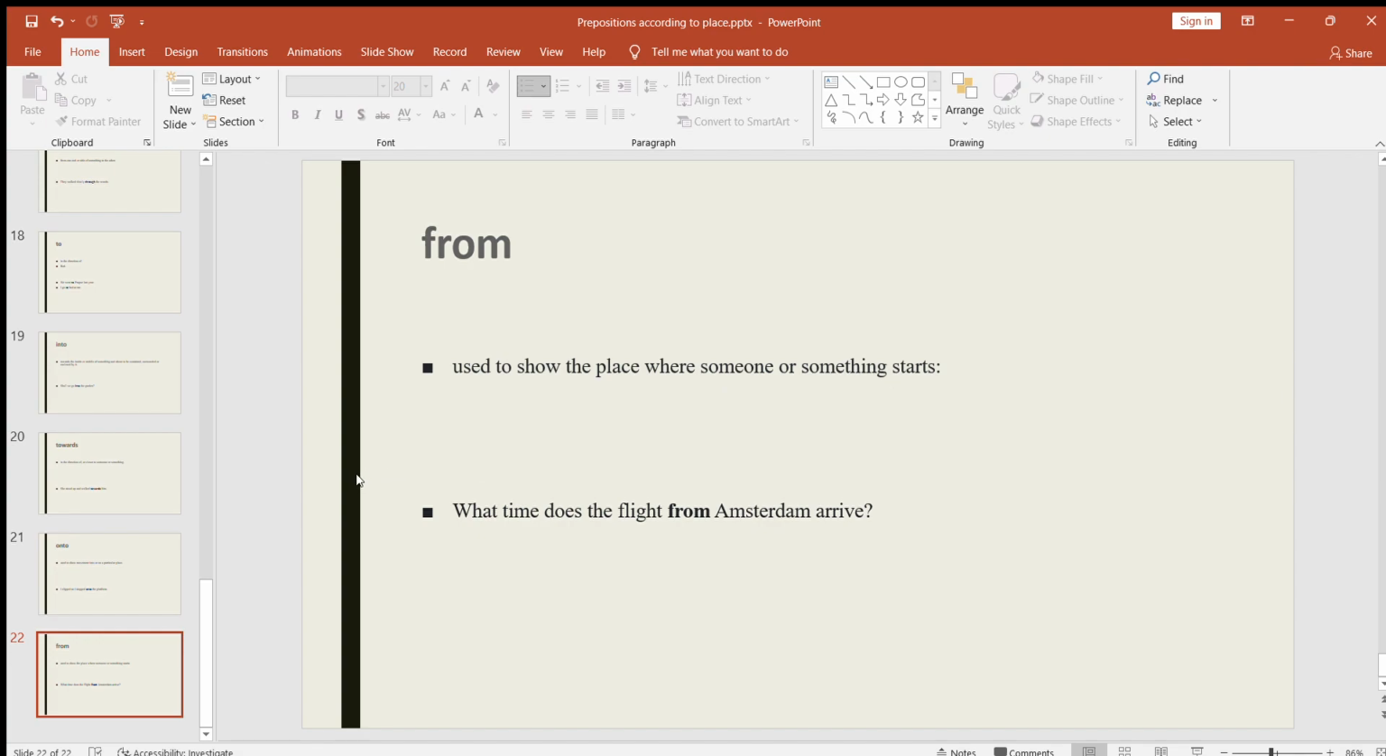So this is all in this PPT, and this was about prepositions according to place. These are really important ones to learn, and if you learn and understand them, you can use them in your English grammar whenever you are writing an essay or something in English, or whenever you are speaking. You can use these prepositions precisely, so you can have a grip on English grammar.